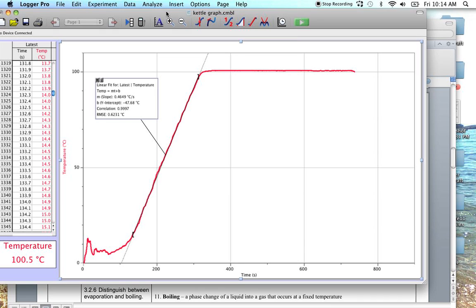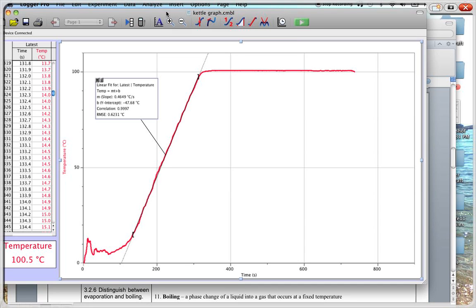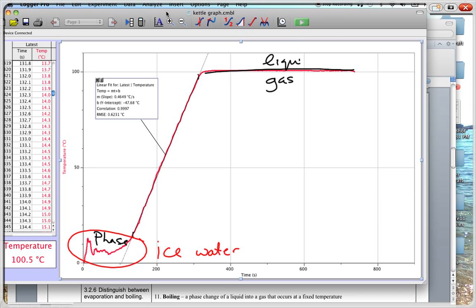Now this graph was generated by heating water in a kettle, and I had a temperature gauge in the kettle. Starting off over here, we get the melting point. I actually had an ice water mixture, so there was a phase change here as the ice changed into water, as it went from a solid to a liquid. And this section over here is another phase change when it went from a liquid into a gas.